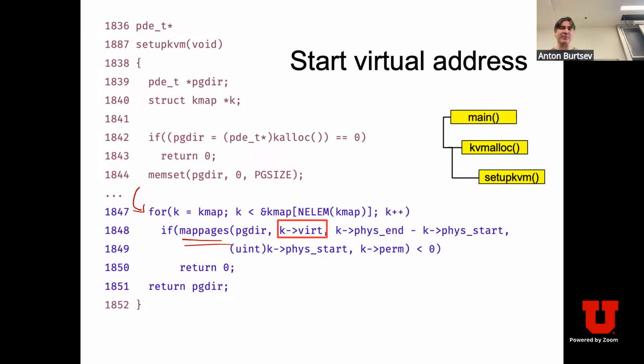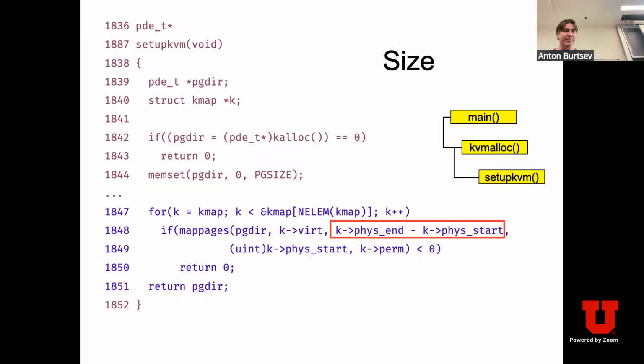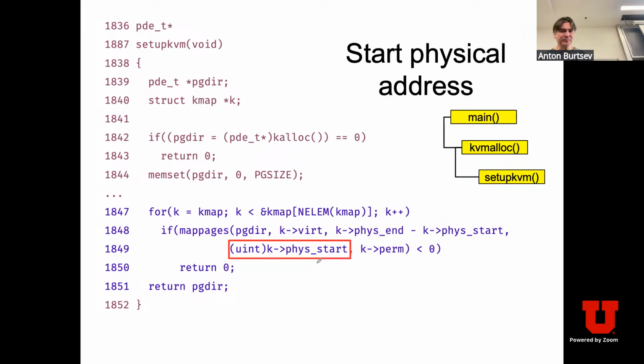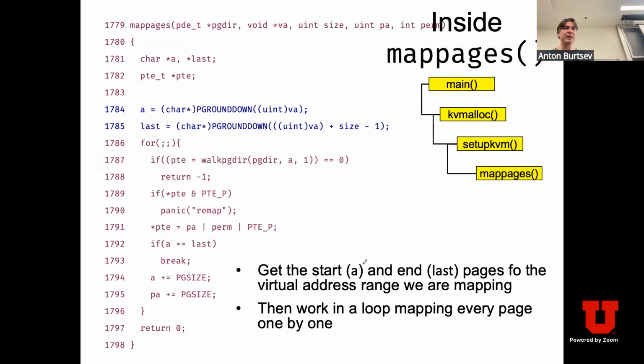We said, okay, remember, it will take a page and split it into 10, 10, and 12 bits and stuff like that. So let's go into this map pages. Here we're passing the virtual start address. We're passing the size. We're passing the physical address where this virtual start will be mapped, and we're passing permissions. So exactly as we want it, right?